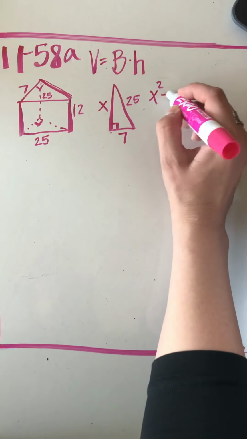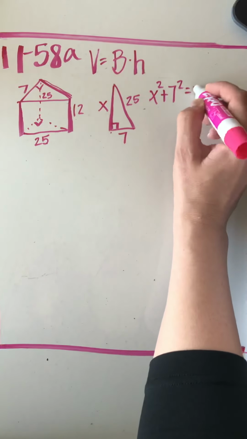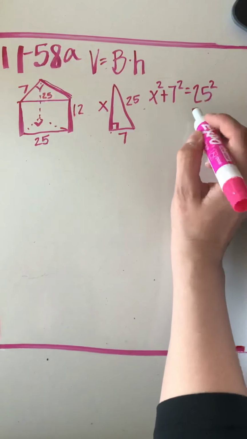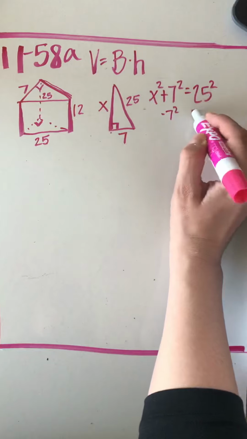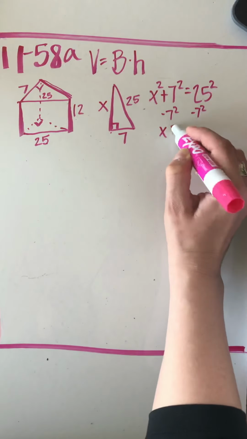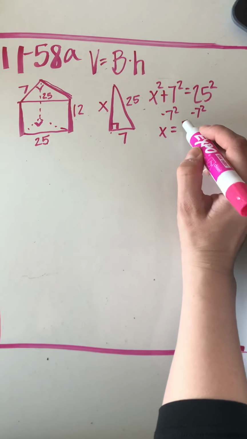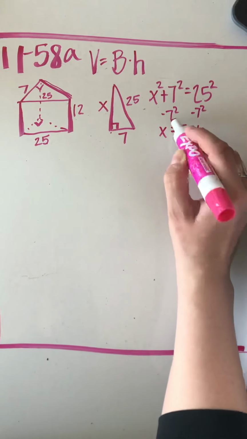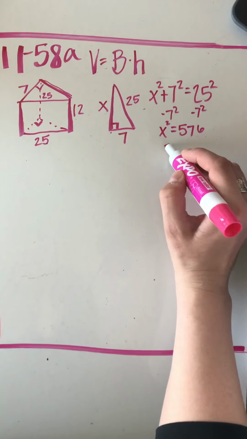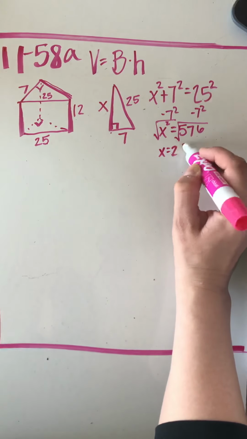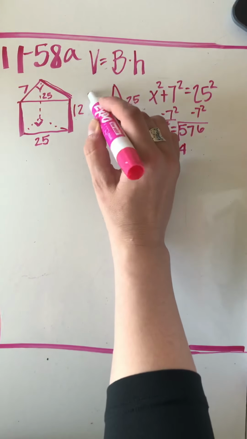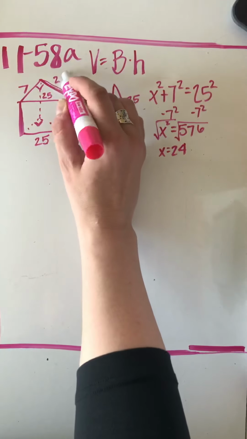So x squared plus 7 squared equals 25 squared. Take away 7 squared from both sides. You get 576, and then you want to take the square root. So x equals 24. So I'm going to go over here and rewrite that as 24.